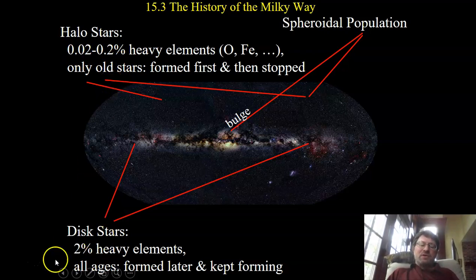As opposed to stars in the disk, those stars are all kinds of ages, and they formed from gas clouds that had been contaminated by heavy elements from supernova explosions. And so those stars, like our sun, typically have about 2% heavier elements in them. We call it the spheroidal population because they're distributed within the bulge or within the halo in a spherical sense. And the disk population, of course, is because they're in this nice flat disk.